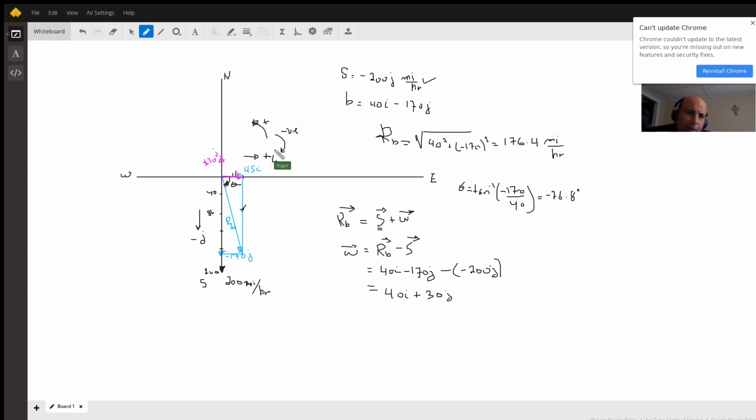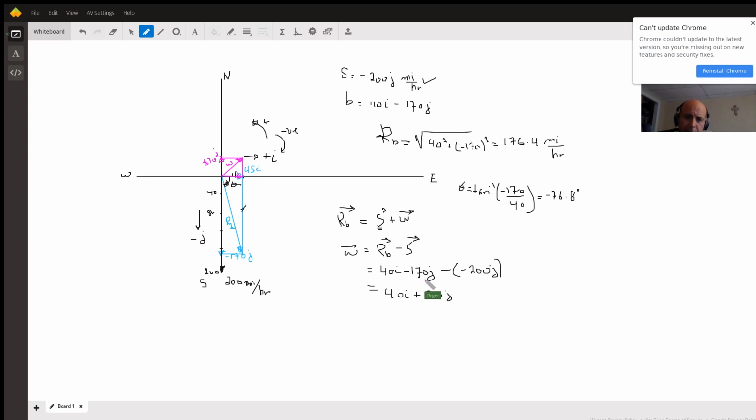And the resultant of this vector is what? If you complete this parallelogram, or in this case, it's a rectangle again, because like I said, the x component and the y component are perpendicular to each other. You're going to get the resultant vector. I'm going to draw also in magenta, like this. And this is vector W. And that's 40i plus 30j.